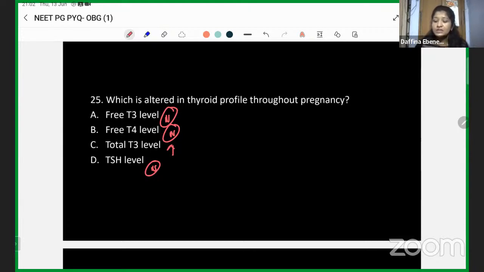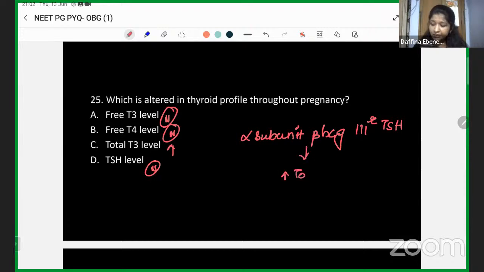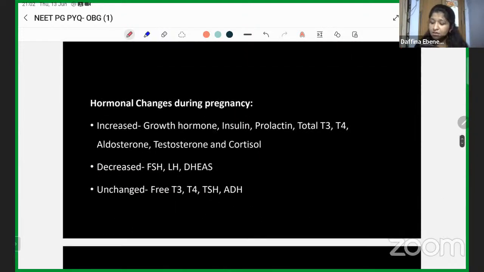What is causing the total T3 and T4 levels to increase is the alpha subunit of beta HCG, which is going to mimic your TSH. It's going to be similar to your TSH, and that is going to cause increased total T3 and T4. So what is altered throughout pregnancy is the total T3 level. These are the hormonal changes, the different hormones that alter during pregnancy.